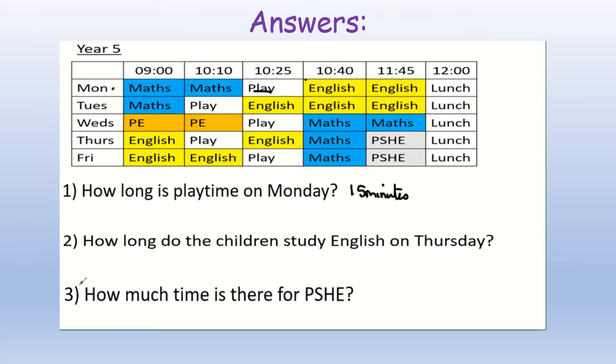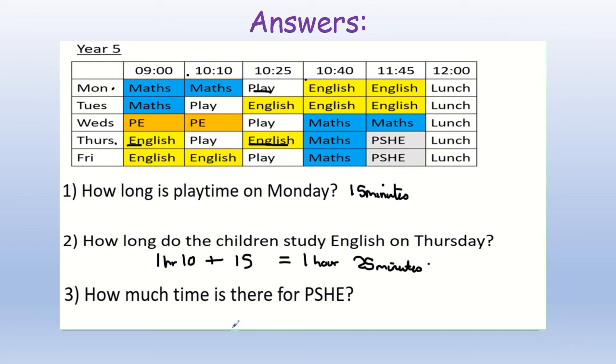Question 2. How long do children study English on Thursday? So if we find Thursday, we can see English is from 9 until 10:10. So that's 1 hour and 10 minutes. But we also have English here. And we know this slot is 15 minutes. So altogether they have 1 hour and 25 minutes of English on Thursday.